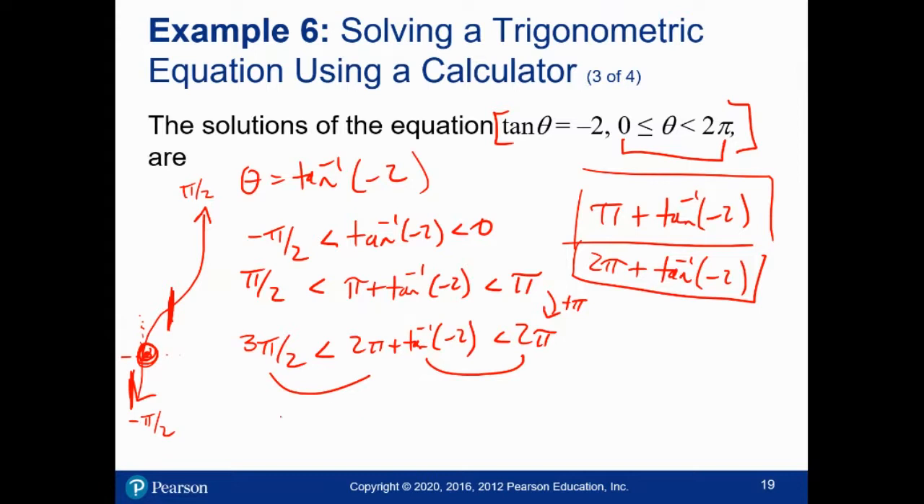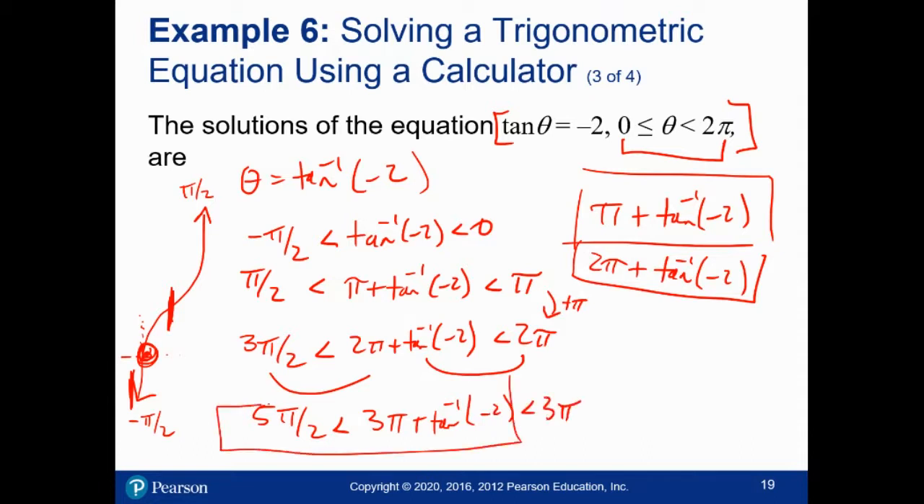Let's try it again. Well, if I add pi, I'm going to get 5 pi over 2 is less than 3 pi plus the arctangent of negative 2 is less than 3 pi. And now this is too big. So I'm done. Here are my two solutions, and we didn't use a calculator at all.